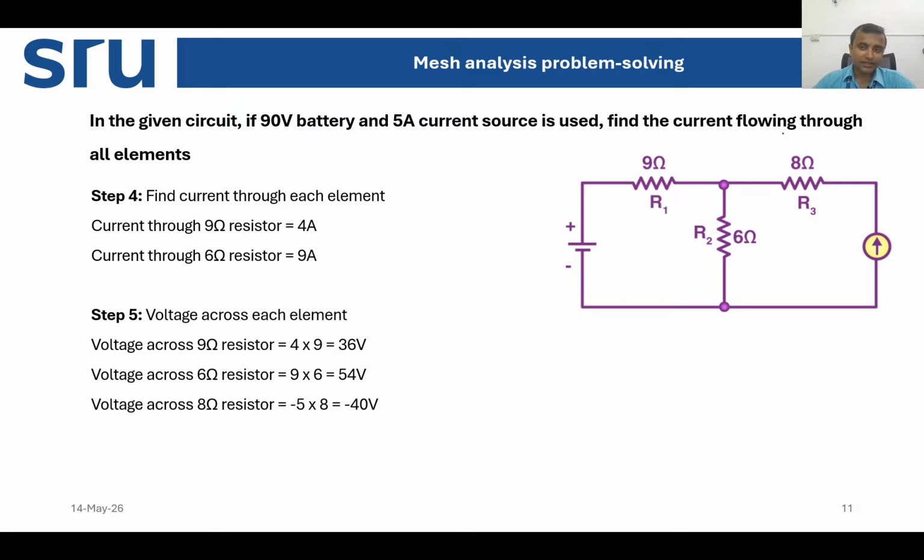So this part is 90 volt, this is 5 ampere, and this current here is 9 ampere, here it is going in the positive direction 4 ampere, this is also going in 5 ampere. So that we have already calculated. Now you can calculate the voltages. That is simply V equal to IR. So it will be 36 across the 9 ohm, 40 across the 8 ohm, and 54 across this 6 ohm resistance.